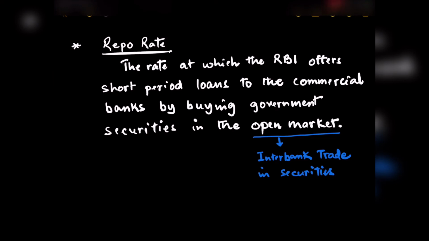Now this repo rate is somewhat similar to the bank rate, but the basic difference between the two is that while repo rate is the rate at which the RBI offers short period loans to the commercial banks, the bank rate is related to the long-term loans to the commercial banks by the RBI. Now this repo rate is part of the open market operation.